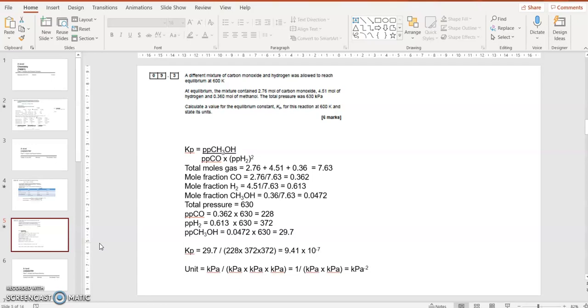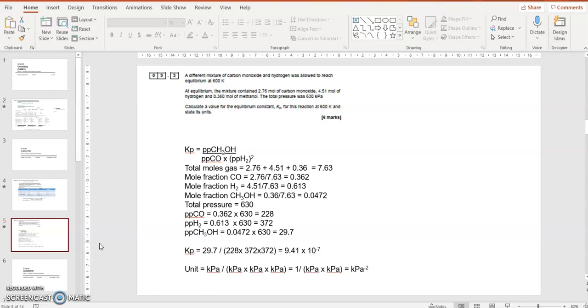Now plug all the numbers into the Kp expression. Work it all out. The Kp is 9.41 times 10 to the minus 7. And I've put it to 3 significant figures because everything else is to 3 significant figures.